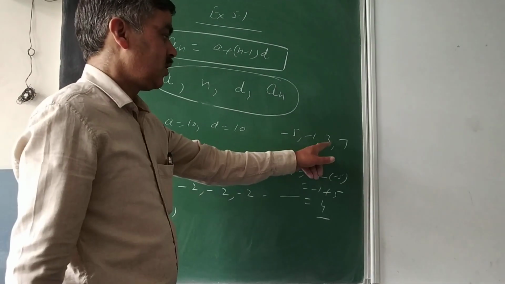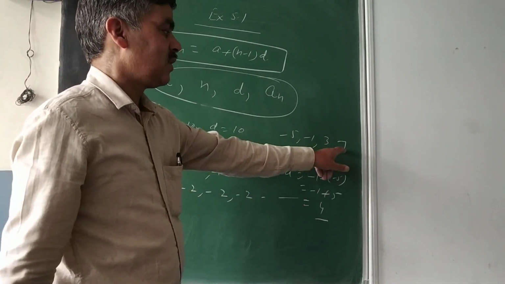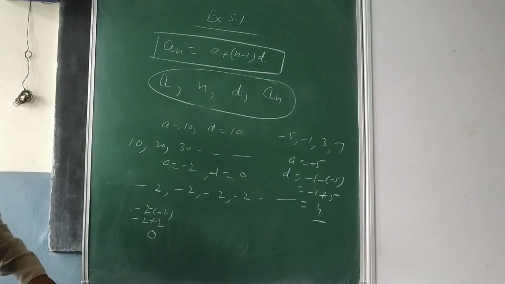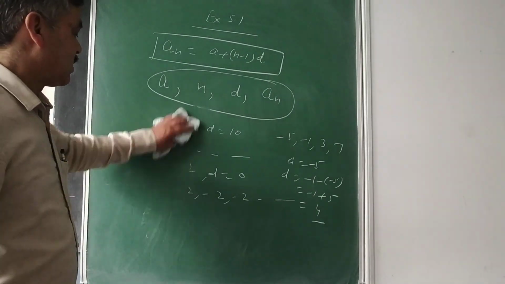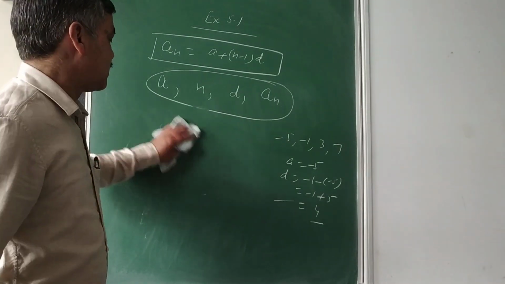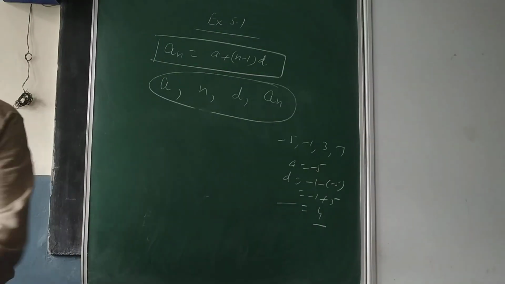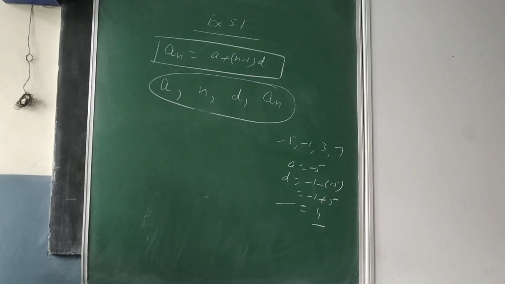Then it comes 3. If I add 4 to 3, then next will be 7, next will be 11, and so on. So how to find A and D, that you should know, because your total chapter is based upon the knowledge of A and D and AN or SN, which is related to the sum of n terms.